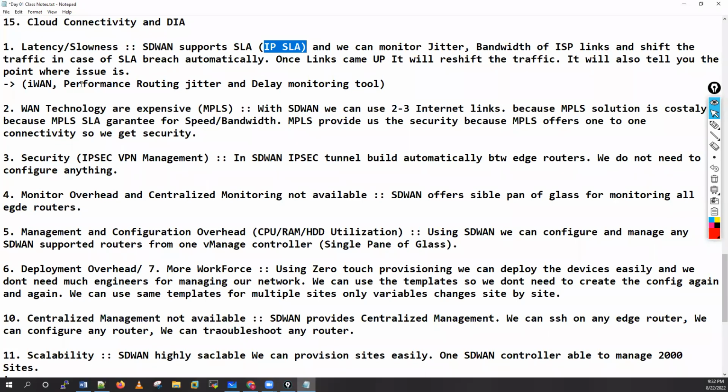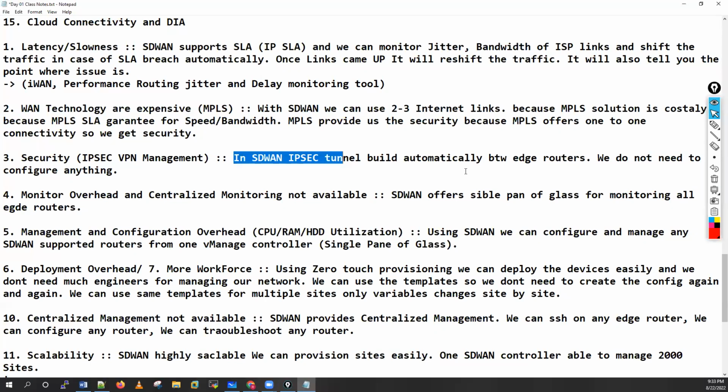It will also tell you the point of failure or where the issue is. So this information you will also get with the SD-WAN solution, guys. In the old WAN solution, you could monitor jitter and delay with the help of the IWAN solution from Cisco. They could tell these details, guys. Now, technically these are expensive, so all these things I think we have already discussed.